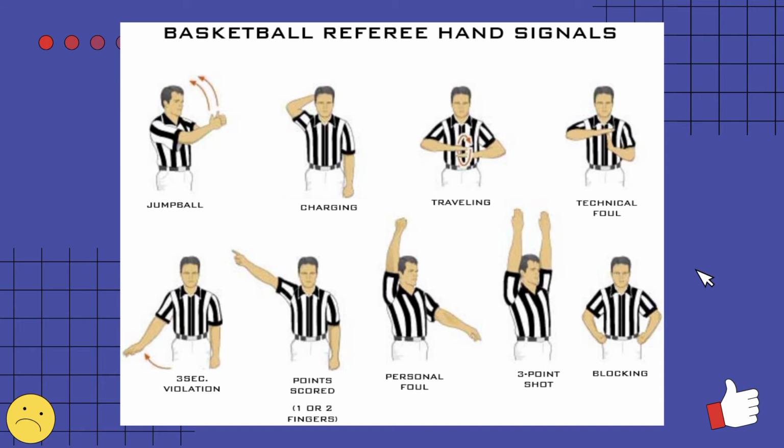We have the jump ball, charging, traveling, technical foul, 3-second violation, points scored 1 or 2 fingers, personal foul, 3-point shot, and blocking.